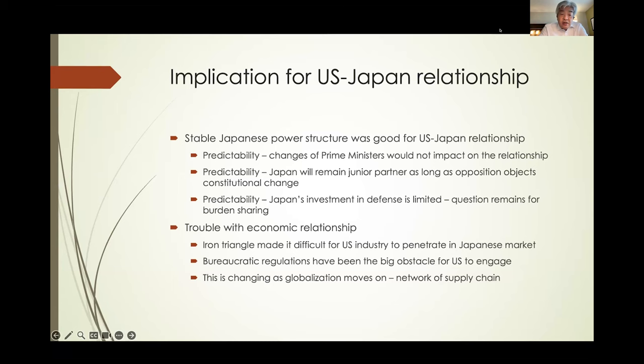However, there has been a big change of the system because of globalization. Deregulation has been one of the names of the game, and also because of the change of the political system from chūsenkyoku to shōsenkyoku, it made it easier for industry to be more open from political constraints. And also because of globalization, Japanese industry has also become globalized. So the national Iron Triangle is no longer very effective.